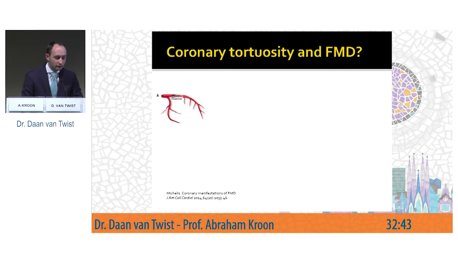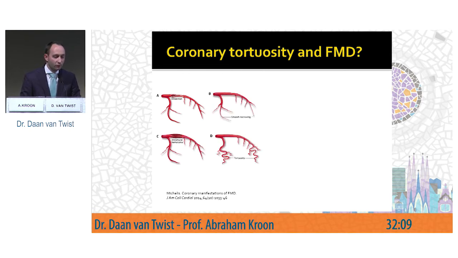As you indeed mentioned, coronary tortuosity might have an association with FMD. The most common coronary artery abnormality associated with FMD is spontaneous coronary artery dissection, SCAD. If you perform a CT scan of other vessels in patients with a SCAD, you find a string of beads in approximately 60 to 80% of the patients. So the vast majority of patients with a coronary artery dissection have FMD.